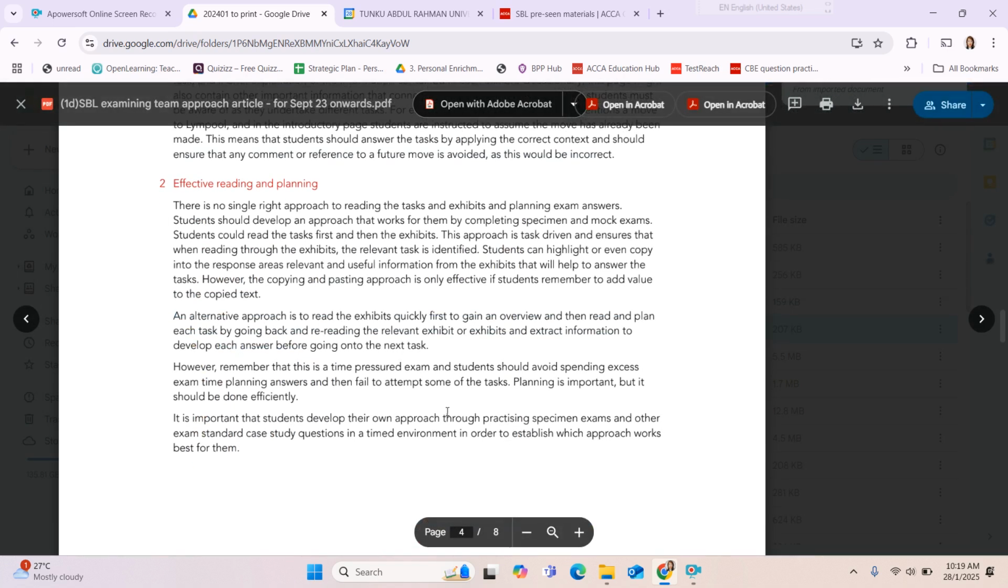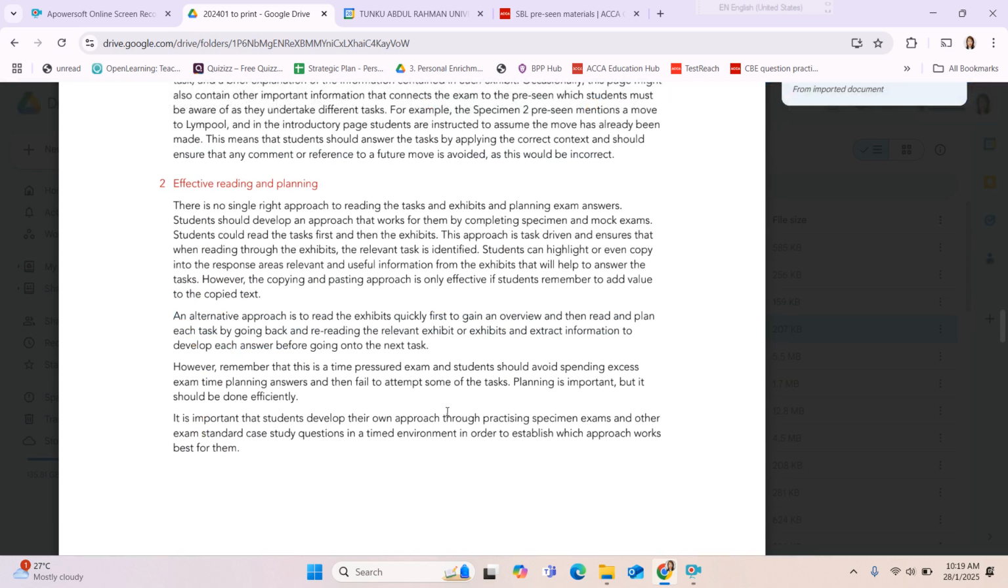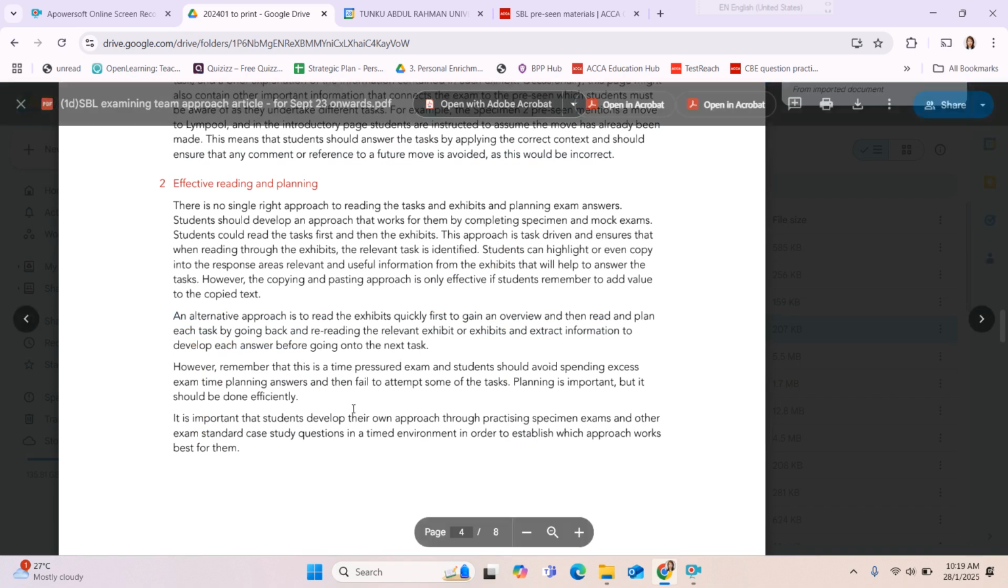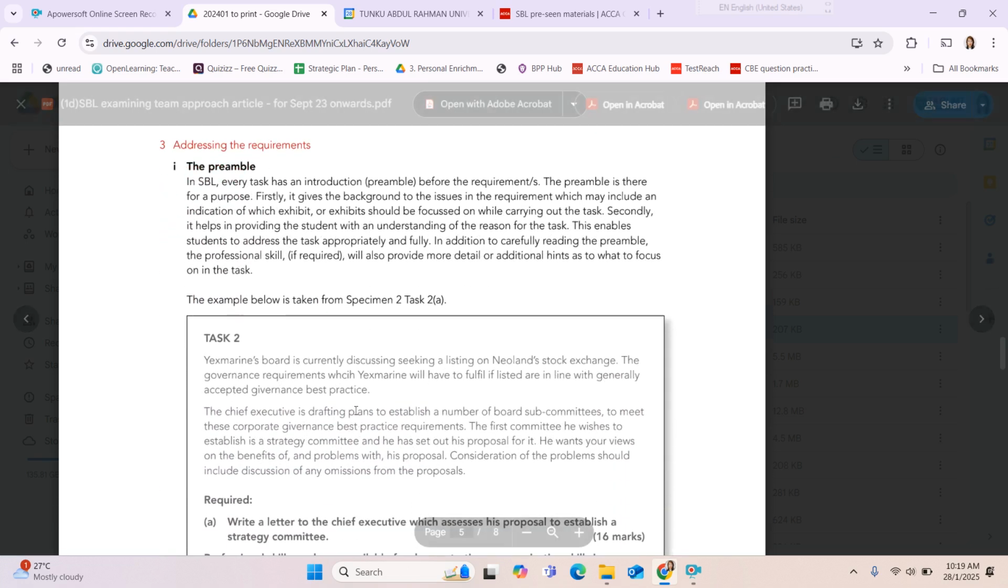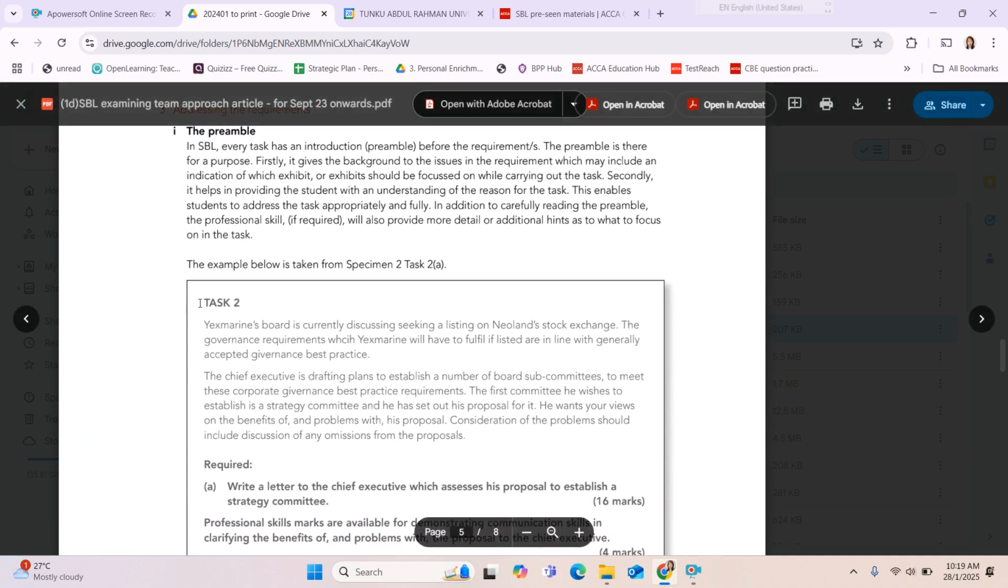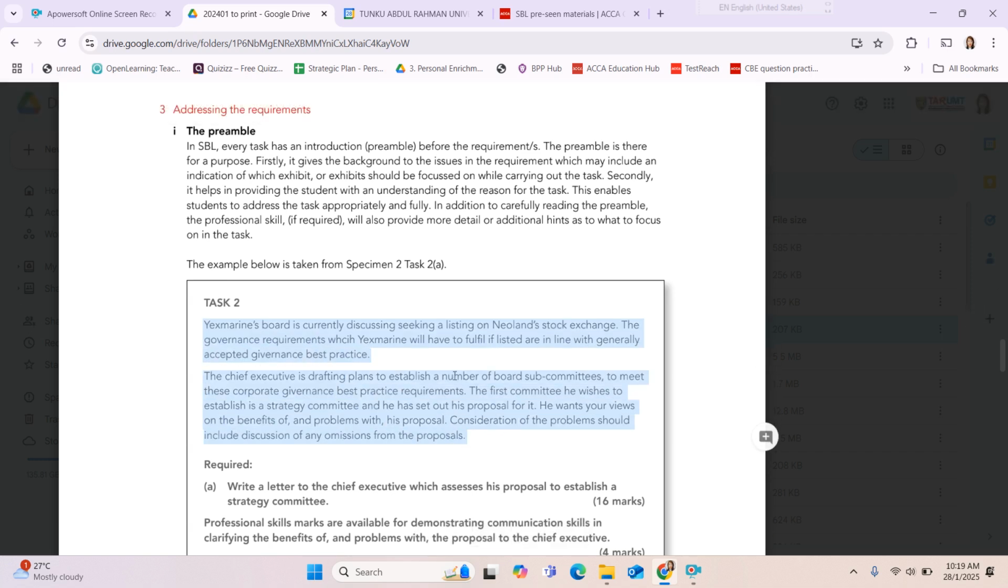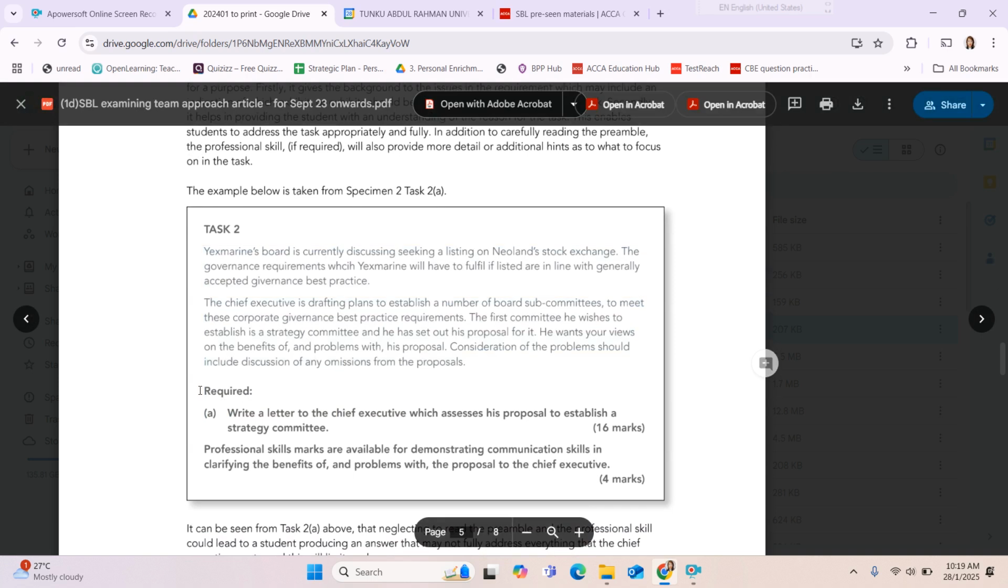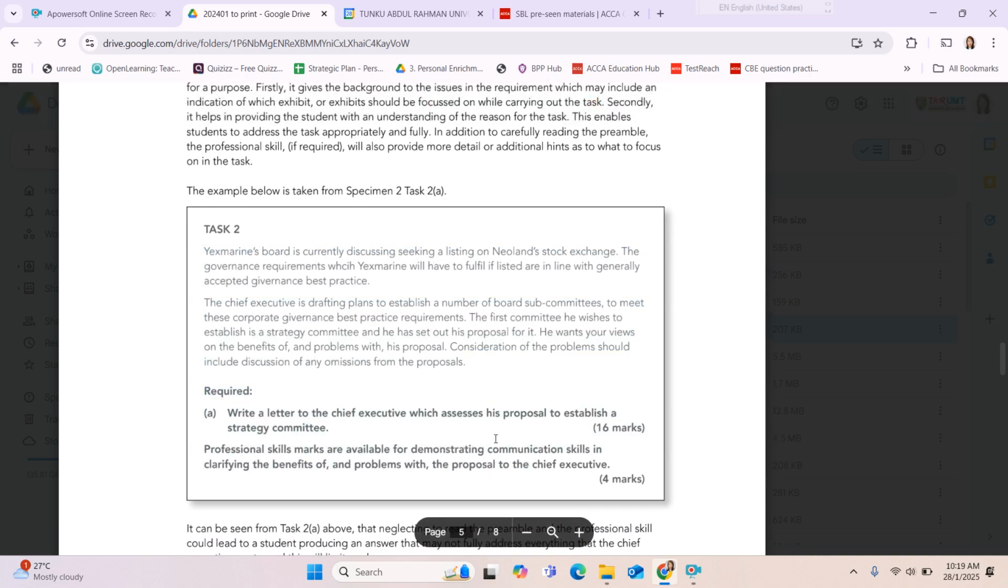So you will be able to know how you are supposed to approach the SBL exam when you are taking the exam in the exam hall. Okay. Then number 3, address the requirement. This is to advise you that for the task, please read everything. Every task has an introduction before the requirement. So it is talking about this part. Sometimes students will ignore this part and straight away jump to the requirement, which is strongly not recommended, right?